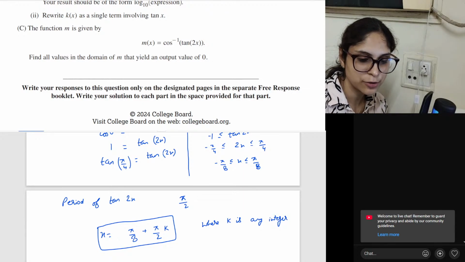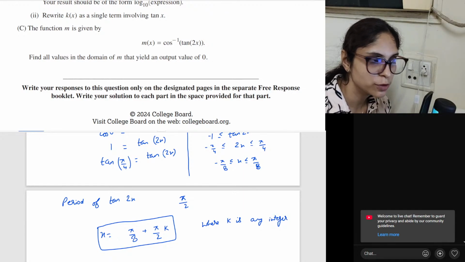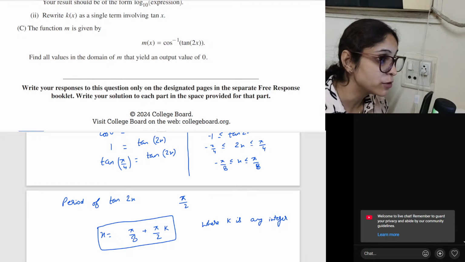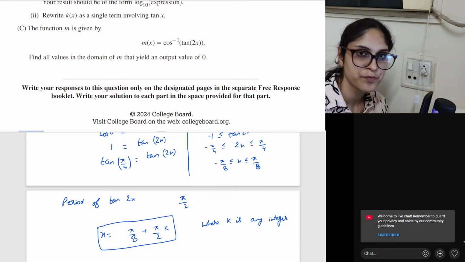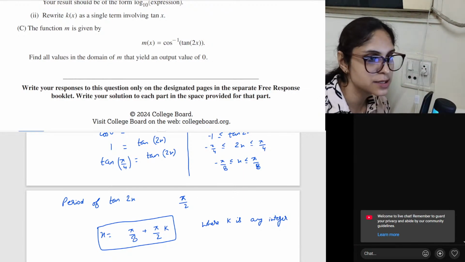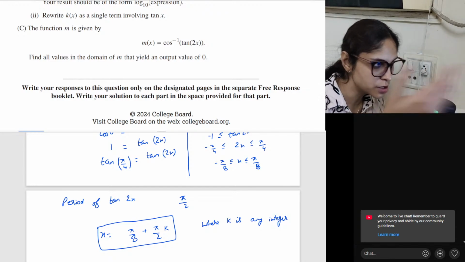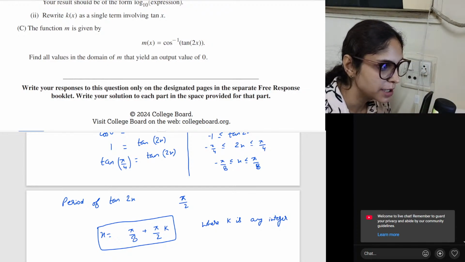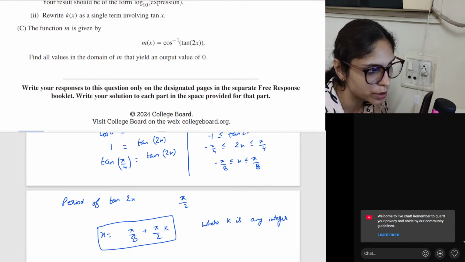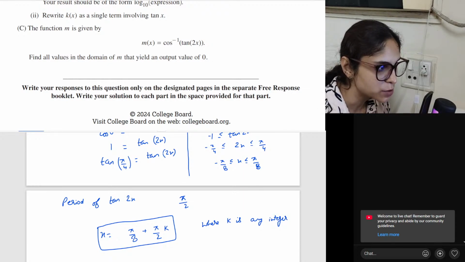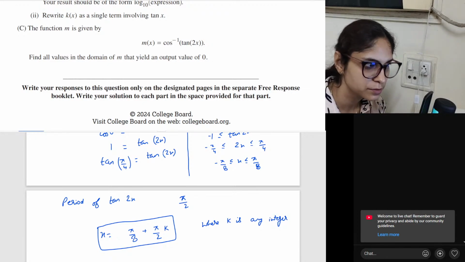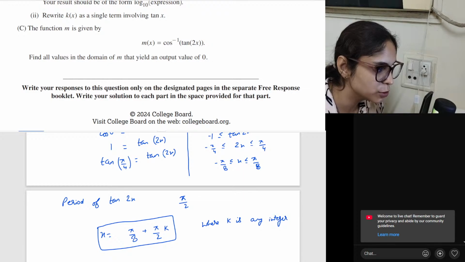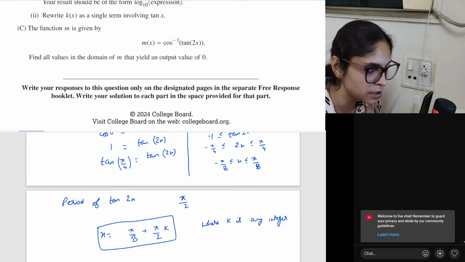So you find the first value: cosine 0 is 1, so 2x becomes pi over 4, x becomes pi over 8. But now you have to find all the values in the domain of m. So you can keep adding pi over 2 and you will still get the same domain, -1 to 1 for cosine inverse. So x can be from negative pi over 8 plus pi over 2 k to pi over 8 plus pi over 2 k. The value of x was pi over 8, but you can keep adding pi over 2 k because you'll keep getting the same value of 1. So that is our final answer: x is equal to pi over 8 plus pi over 2 k, where k is any integer.